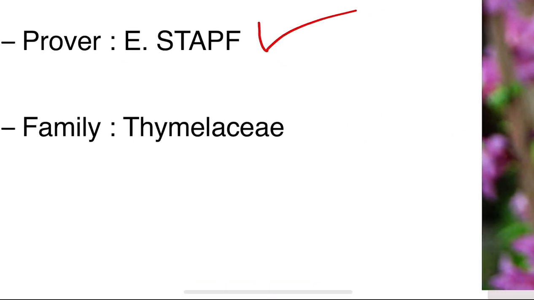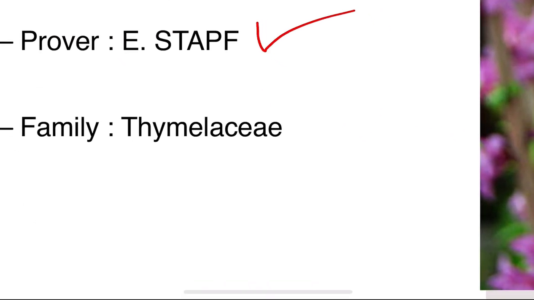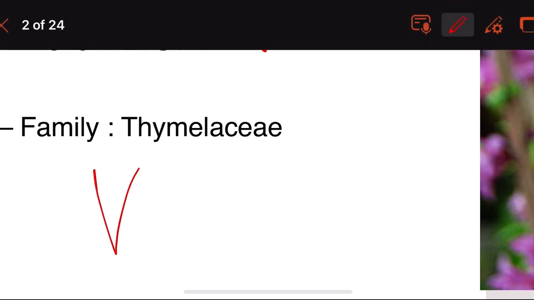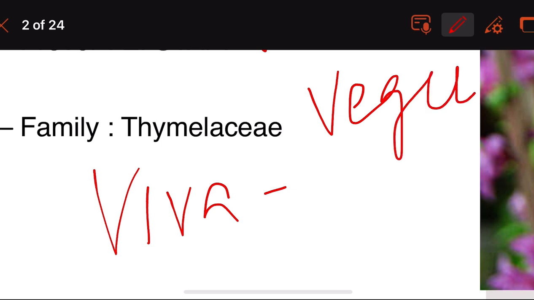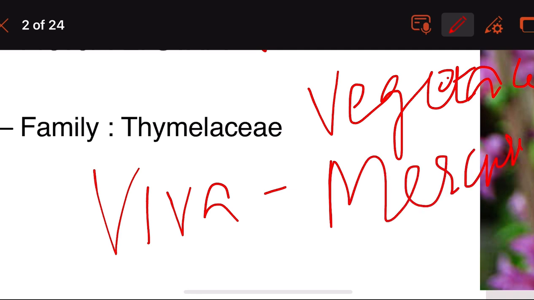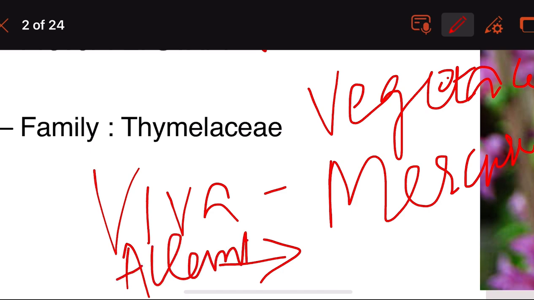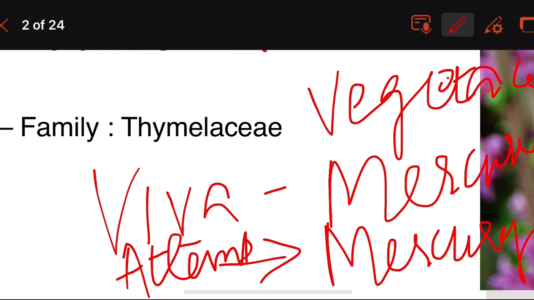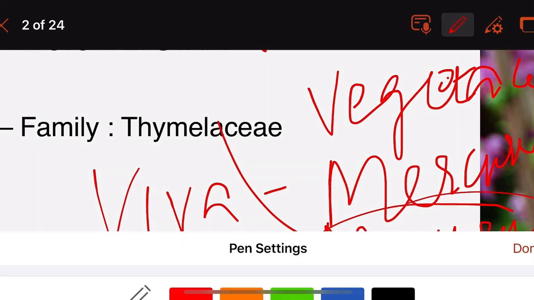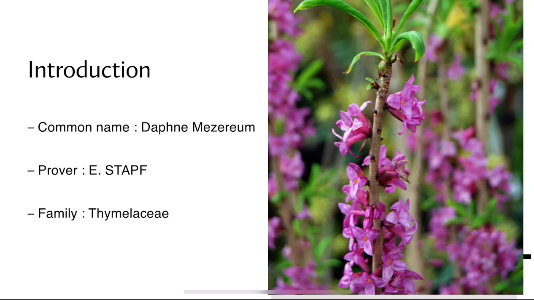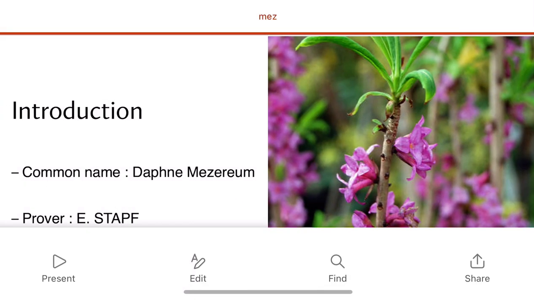It belongs to the family Thymelaceae. Remember the point? If in your viva voce they ask you, which is the vegetable mercury? The vegetable mercury is Mezereum. An attempt was made to replace the mercury in the treatment of syphilis by Mezereum. Hence, it is known as vegetable mercury.